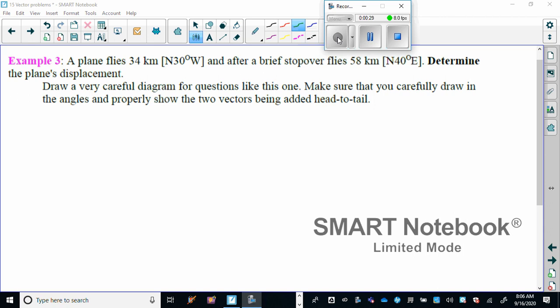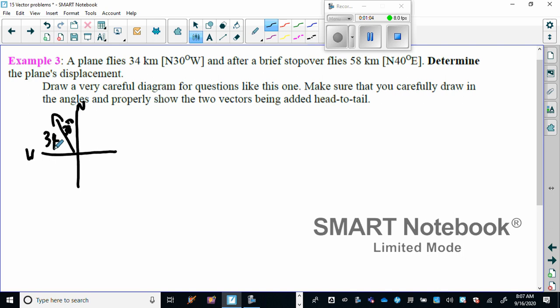to tail. Okay, so we're just going to do a sketch of this, just so you get an idea of what the answer should be. And as it says, do it carefully. So first of all, we have 34 kilometers north, 30 degrees west. Now I'm just going to draw these separately. So I'm going to draw that one. North starts at north and goes 30 degrees towards the west. So it looks like that. There's your 30 degrees. There's your 34 kilometers.